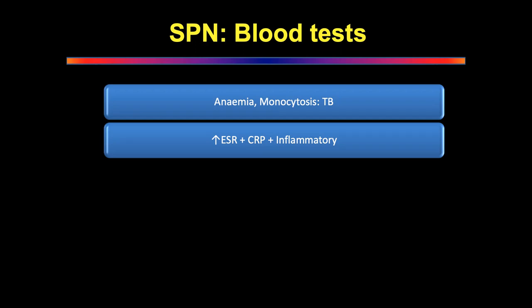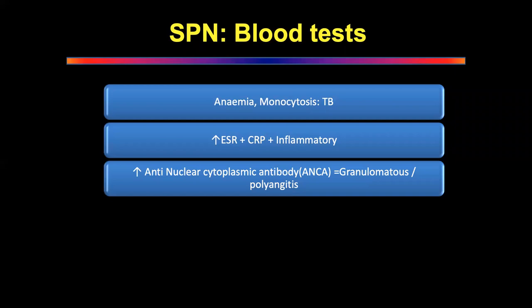Granulomatosis or rheumatoid nodules? What do you look for? RA factor. ANCA. Okay. ANCA. Anti-nuclear antibodies. Yeah? You look for ANCA. No, you send ANCA. It's a routine thing, man.